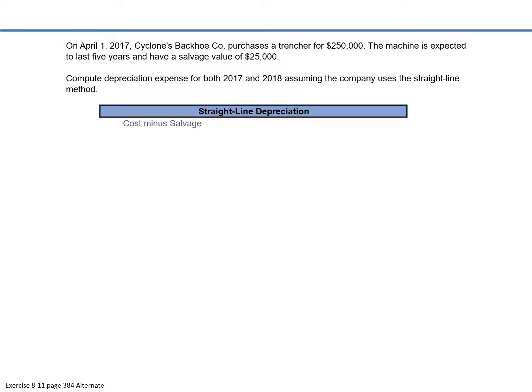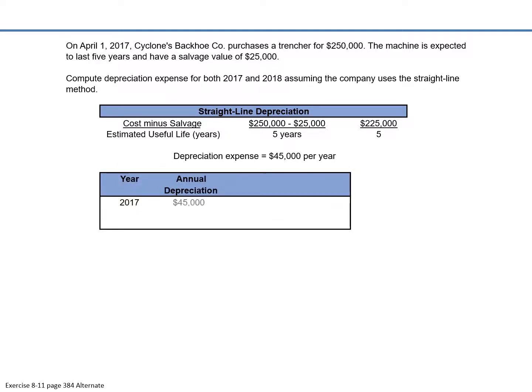All right, so straight line depreciation, cost minus salvage, 250,000 minus 25, divided by 5. It's 45,000 per year. 17, annual depreciation, 45,000 times 9/12. They bought it on April 1st. It's depreciation expense of 33,750. But in year 18, it's the whole year, right? So you take all 45. Hopefully you found that one to be easy and you didn't get hung up on the date. Let's move on to the next.